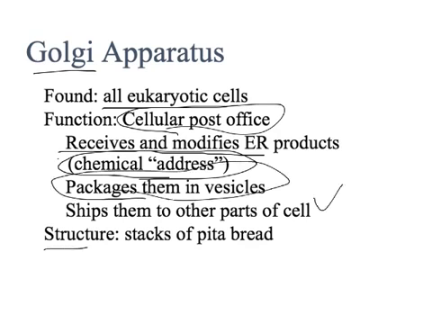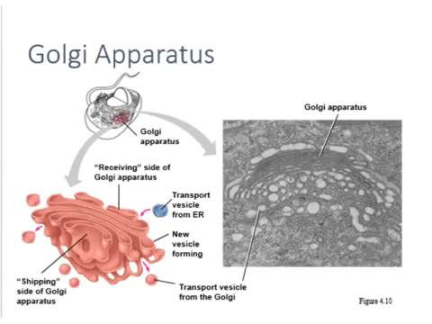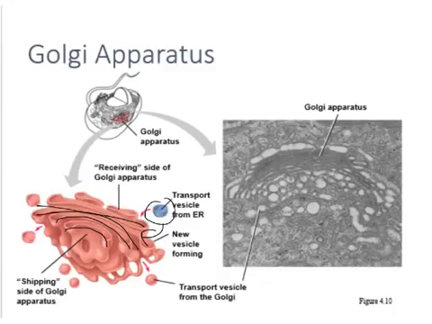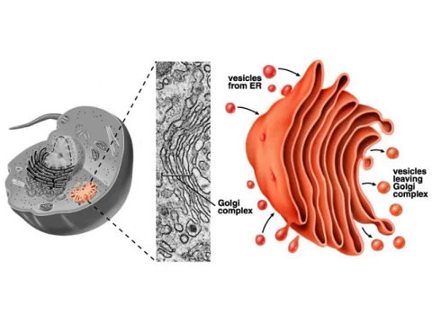Its structure: the Golgi apparatus looks like stacks of pita bread. If we look at a picture, you can see these look like pita pockets all stacked up on top of one another. So a vesicle is received from the ER, the protein is dumped into the Golgi, a chemical address is added, and then it's put into another vesicle and sent on its merry way. Here's another picture showing you the same thing.